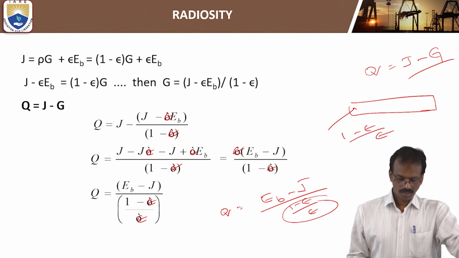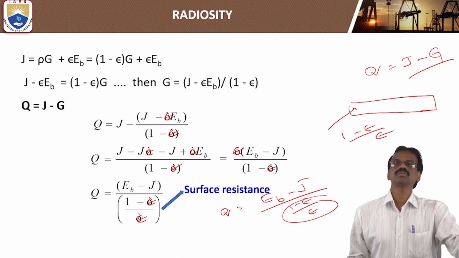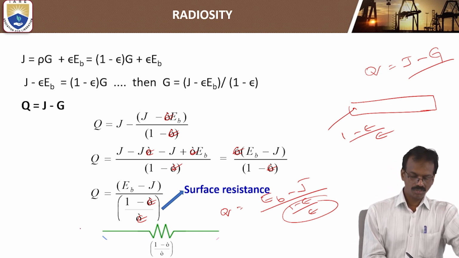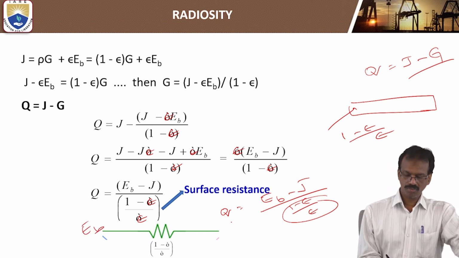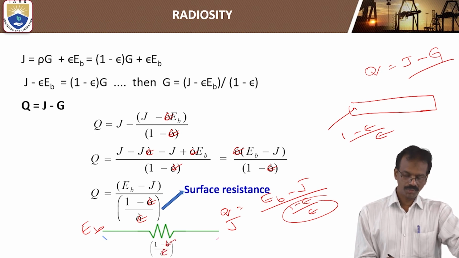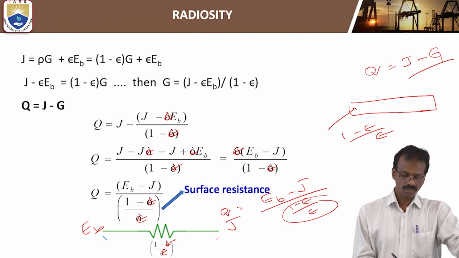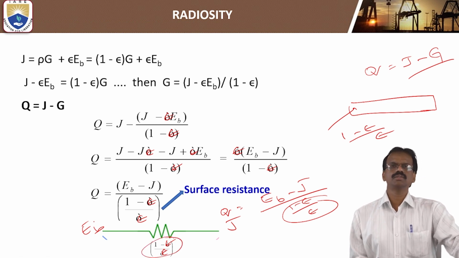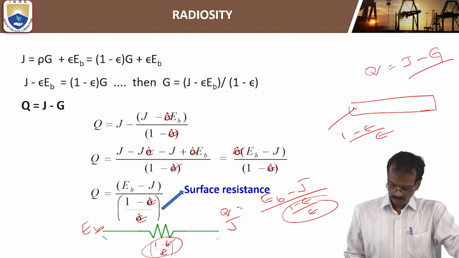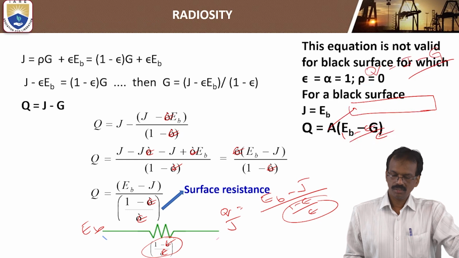We already saw the electrical analog formula. This is the surface resistance, 1 minus epsilon by epsilon, and this is the energy difference, the emitting energy minus radiosity. We already discussed this one.